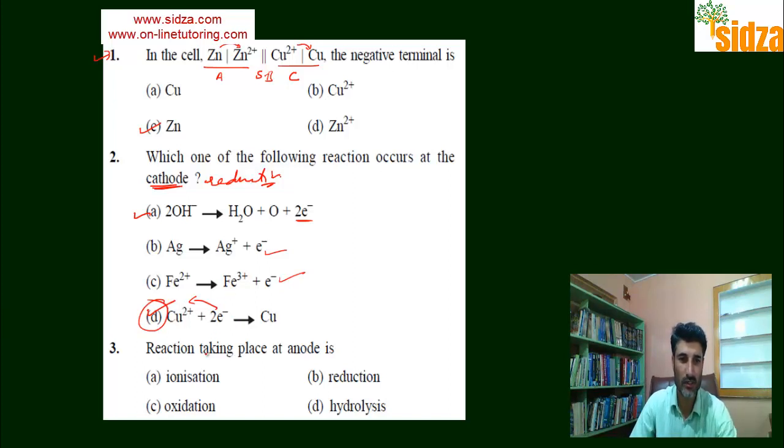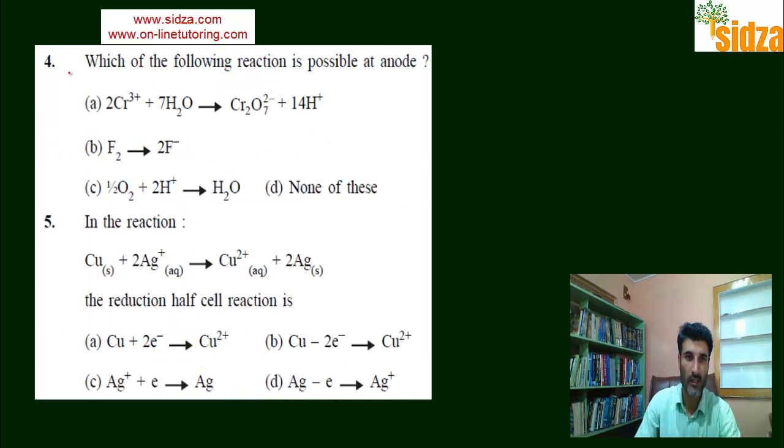So the third question is the reaction taking place at the anode. As I said, anode is the electrode where oxidation takes place, where there is loss of electrons, right? And it's also given the negative sign. So in this question we can say option C is the right answer. Now question number 4, which one of the following reactions is possible at the anode? So at anode, oxidation will take place, the loss of electrons.